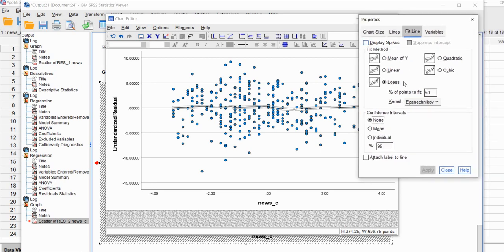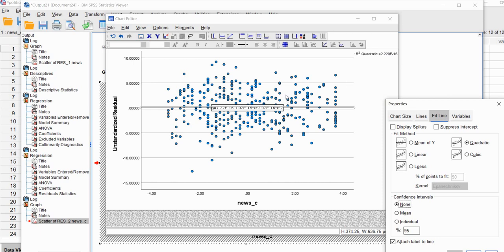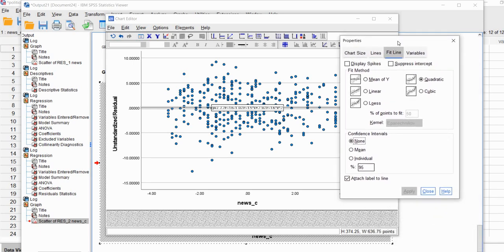And because we modeled that relationship as quadratic, we'll click on that right there and click on apply. You can see that the R square for this model is 0, and that's because we took into account the quadratic relationship between news consumption and political knowledge when we ran our analysis. So if there was any type of remaining curvature, then it might be a result of perhaps a better specification of being perhaps cubic or something of that nature.